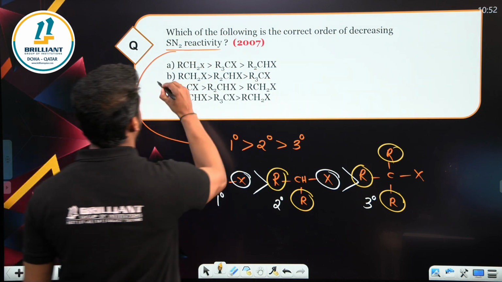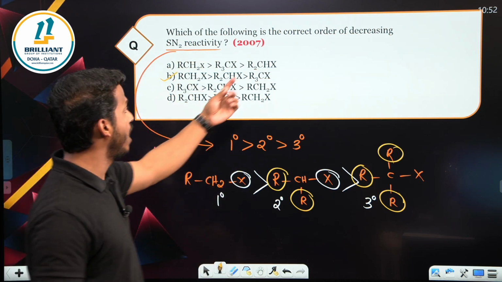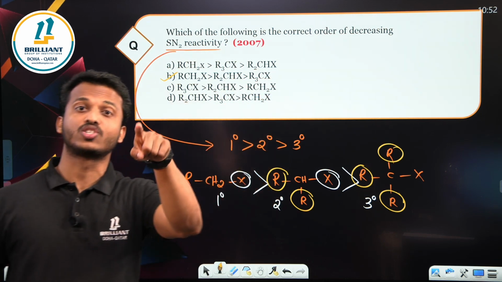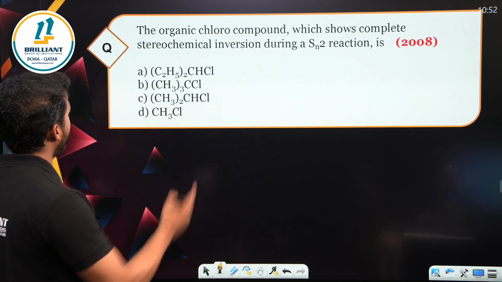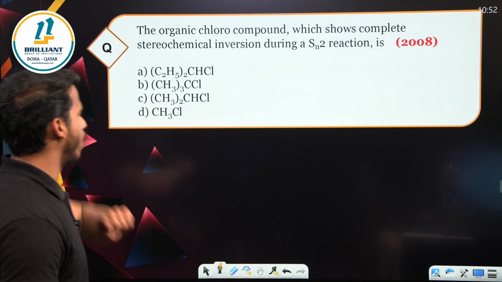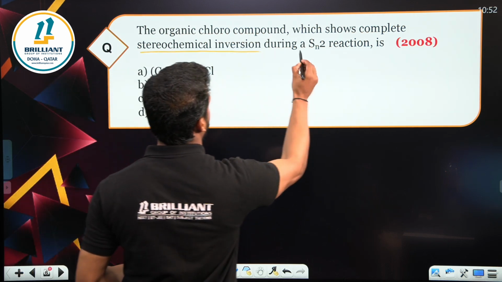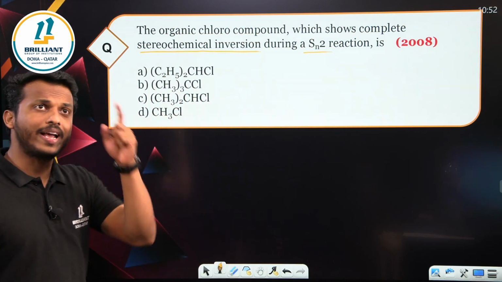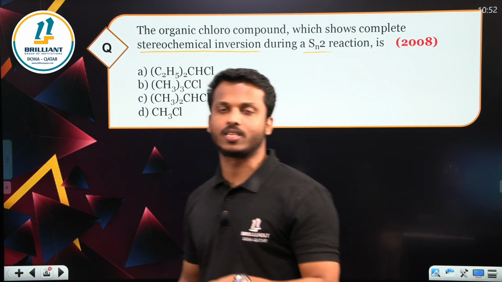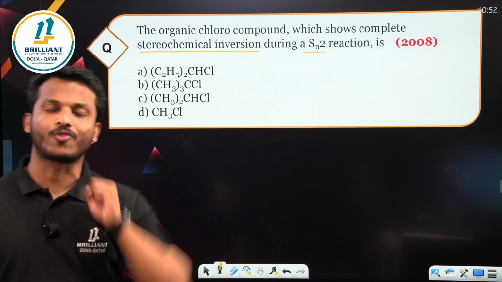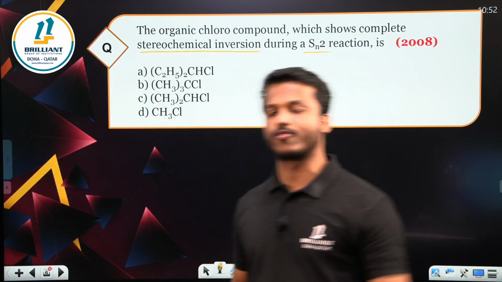So what is the option, dear all? Option B, RCH2X is more reactive because it's primary. R3CX is least because it is tertiary. Clear, dear all? Next question. Question number 2008. The organic chloro compound which shows complete stereochemical inversion during SN2. Dear all, you know SN1 mechanism, if there is a substance undergoing SN1 mechanism, there will be a retention of configuration, whereas in SN2 mechanism, there is an inversion of configuration.